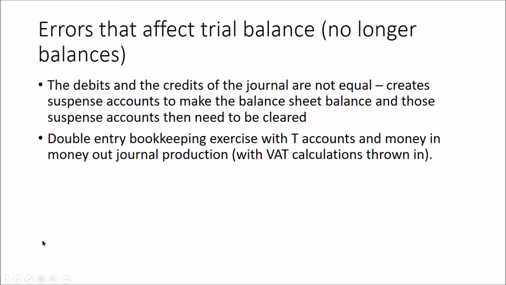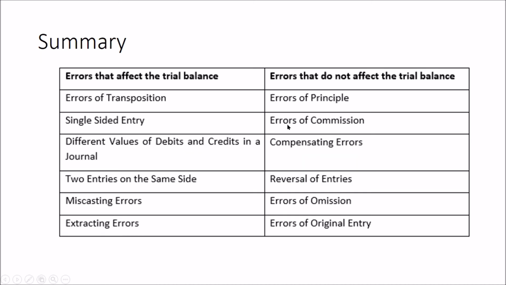So that's what we've got in terms of how we're going to do it, and the way in which you're going to do it is a double entry bookkeeping exercise. You might need T accounts in terms of seeing what they do in total for the compensating errors in there, and you're going to use the money in, money out method of journal production, positive money, negative money, and you've got some VAT calculations thrown in as well into those types of questions. So if you can create journals, you can answer this question, and that's how you're going to do it.